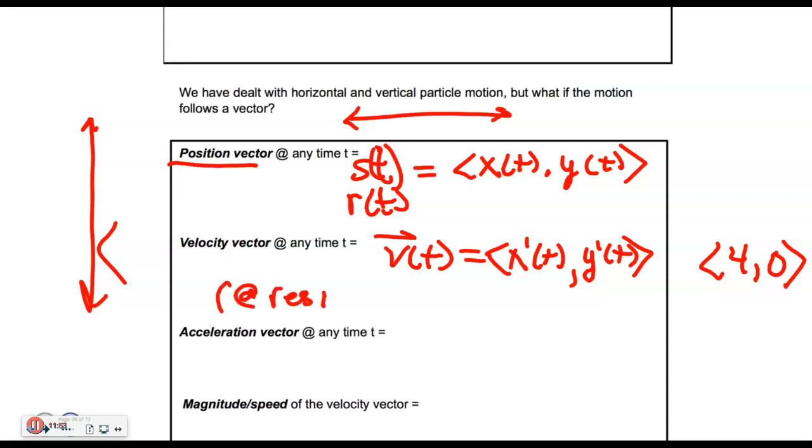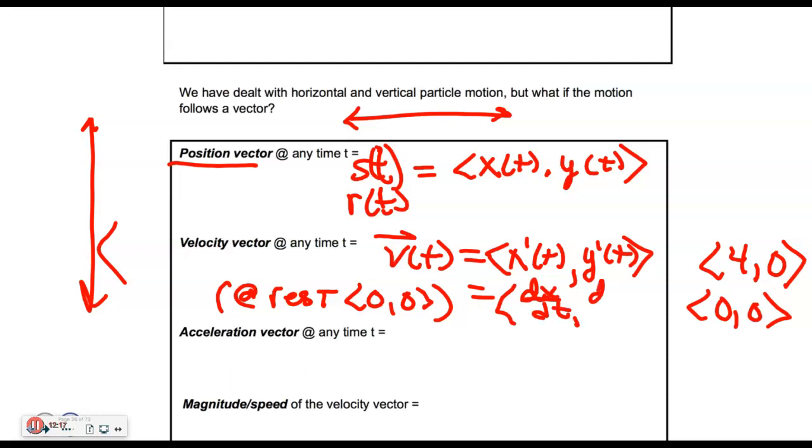At rest means both. If there's a t, you have to find the t that makes both 0. This is the only time you will be at rest, when it's not being pulled in either direction. All right? So at rest, we need both components to be set equal to 0. But if you can take a derivative, that's easy. You might also want to write it as dx dt, dy dt. It helps you understand and memorize some of the other formulas better.